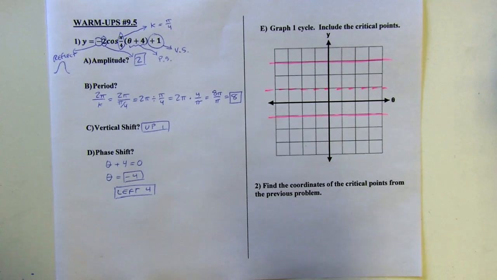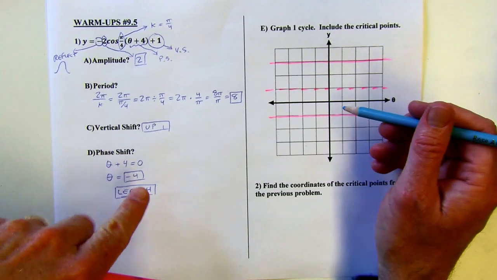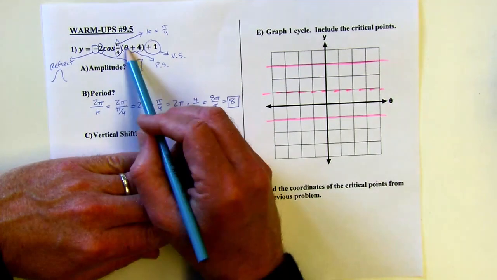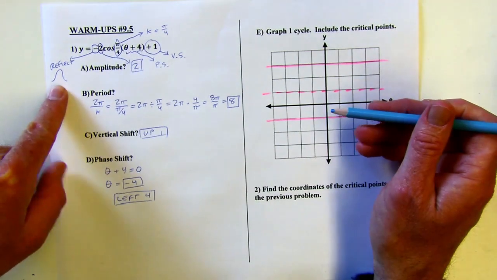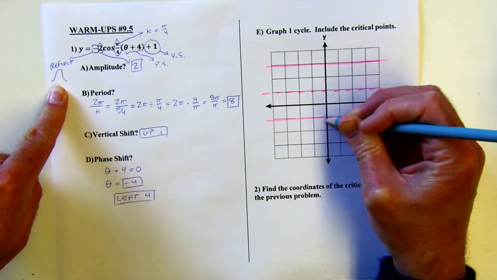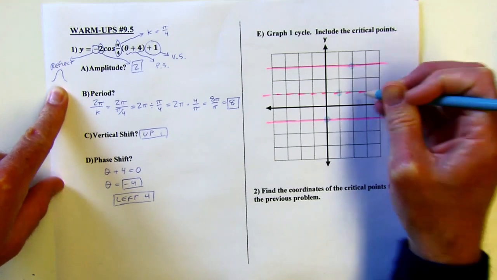Okay, so now I'm going to just kind of pretend that there's no phase shift. So what would happen if we didn't have a phase shift? If I just have theta in here and there's no plus 4? Well, I'd have this kind of a shape. So I'm doing this lightly because this is not my final. This is going to be what I call the ghost. So it's going to follow that kind of a format.